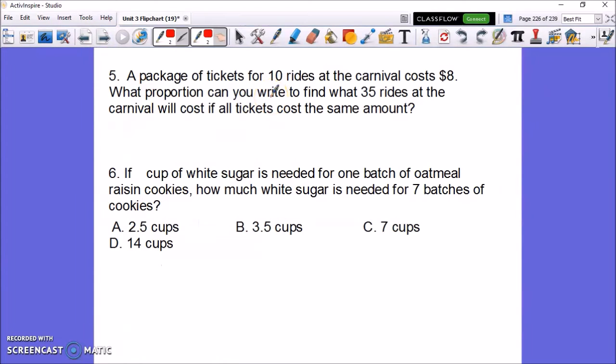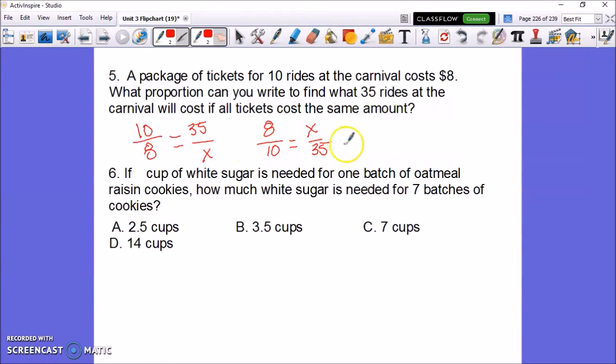5. So a package of tickets for 10 rides at the carnival costs $8. What proportion can you write to find what 35 rides at the carnival cost if all tickets cost the same amount? So we're going to put the rides on top. So 10 rides for $8. And then 35 rides for X dollars. Or you could put $8 for 10, X dollars for 35. It doesn't matter as long as you have both of them in the same place. So if you're going to put rides on bottom, you have to do it on both sides.